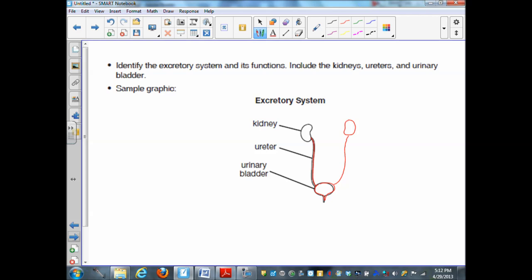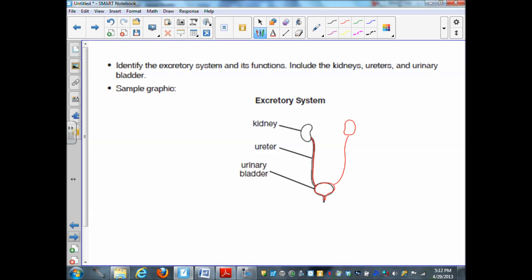So this is the excretory system, and it's responsible for regulating the liquid, the fluid in our body. What we need, it absorbs back into the body. What we don't need, it filters out, and we get rid of it.